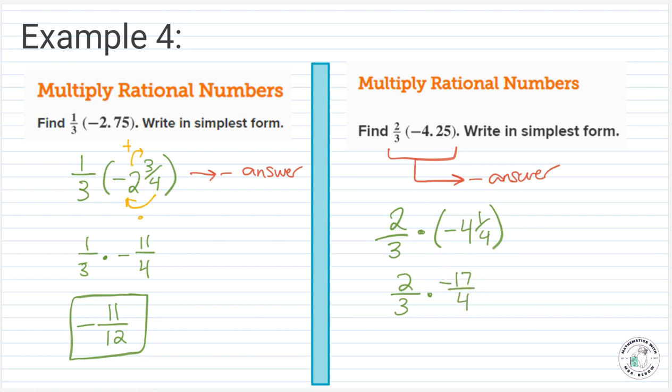And with this one, we can do some cross canceling between the 2 and the 4. So 2 divided by 2 turns this into a 1. 4 divided by 2 turns this into a 2. We'll have a 1 times -17, so -17 over 6. And then we just have to say, all right, how many times can 6 go into 17? That is going to be 2 whole times because that's going to be 12. And then 17 minus that 12 gives me a remainder of 5. So -2 and 5/6 is my final answer for this one on the right-hand side.